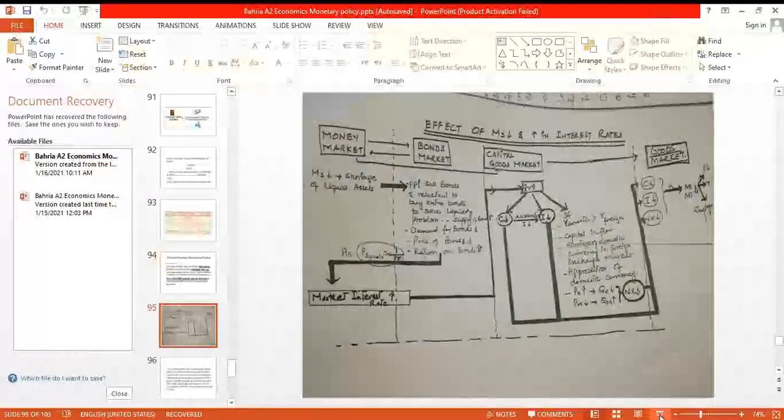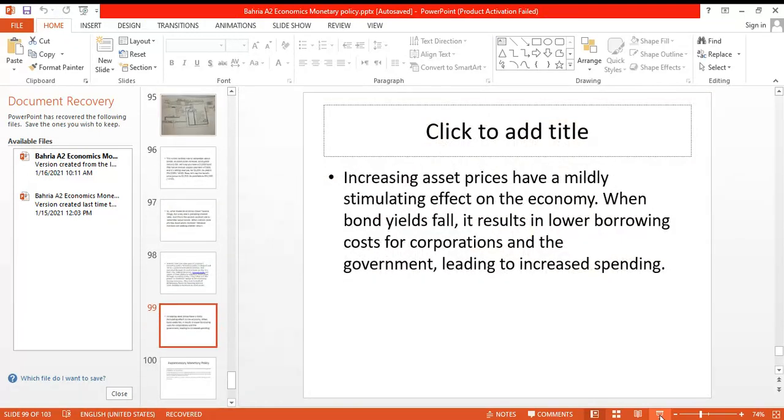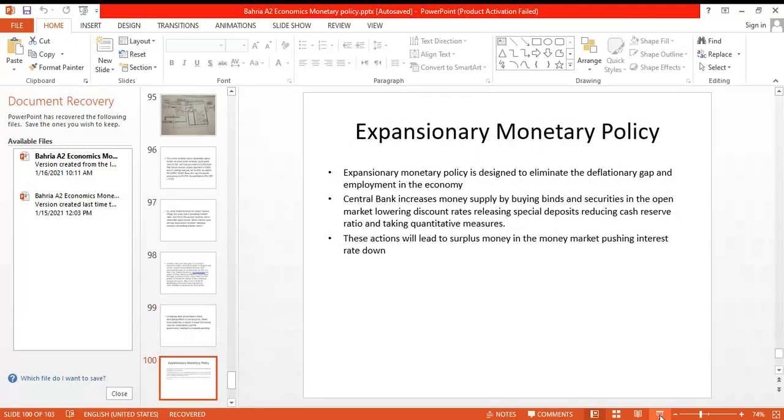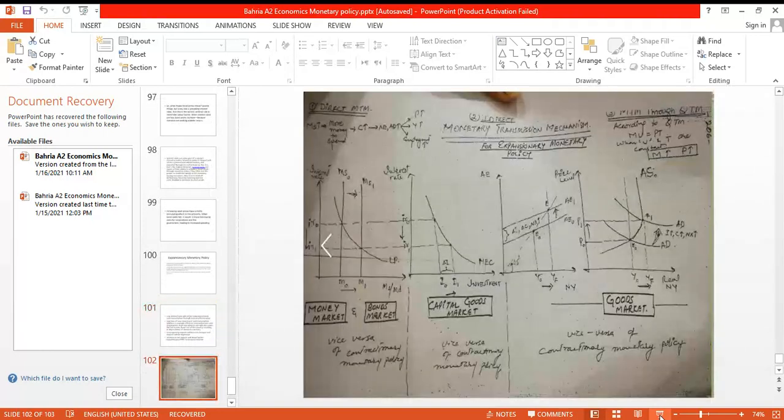Okay, and this impact has been transmitted, it has moved from the money market to the bond market to the capital market to the goods market. All right, and the reverse is also true. The reverse is also true. If the government wants, or if the central bank wants to have a positive impact, then what will happen is they are going to increase the money supply.